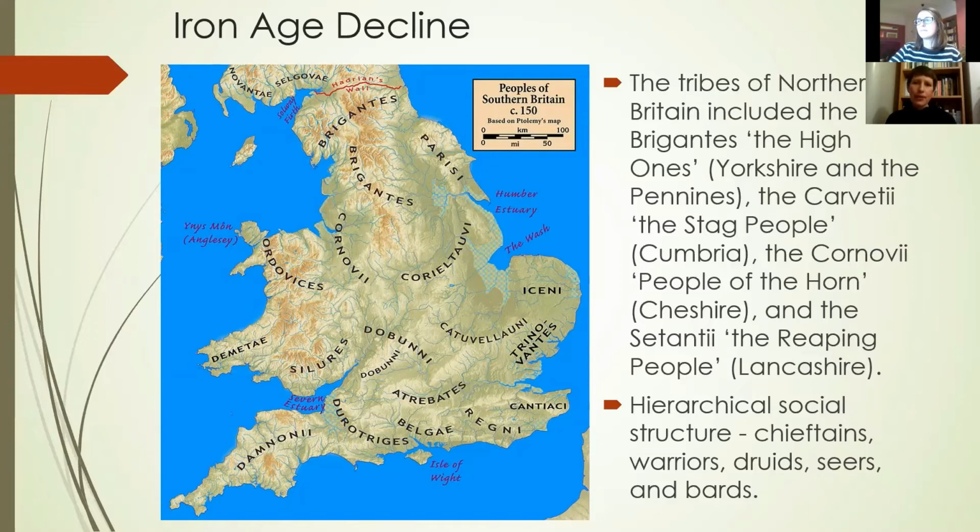So the tribes of northern Britain included the Brigantes, the high ones, who occupied Yorkshire and the Pennines, the Carvetii, the stag people from Cumbria, the Cornovii, the people of the horn from Cheshire, and the Setantii, the reaping people from Lancashire. Now, the Setantii are recorded, so this is our local tribe in Lancashire, particularly from the lowland areas. Their territory was from the Mersey up to the mouth of the Wyre. And we know this from the Roman geographer Ptolemy. In his Geography of 2 AD, he cites the harbour, the port of the Setantii, Portus Setantiorum, at the mouth of the Wyre.